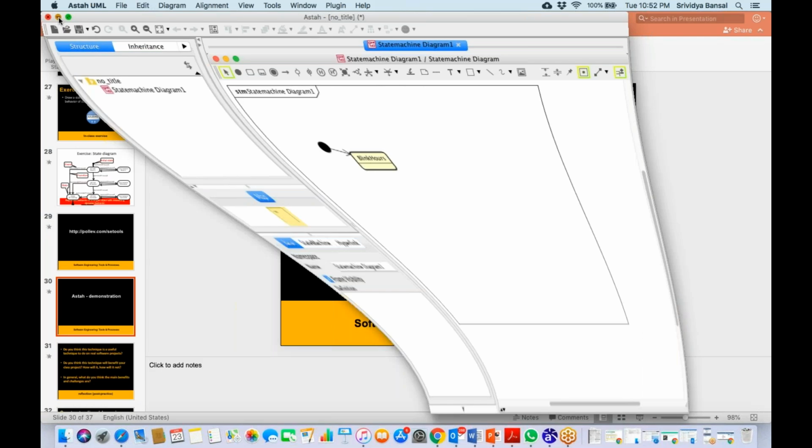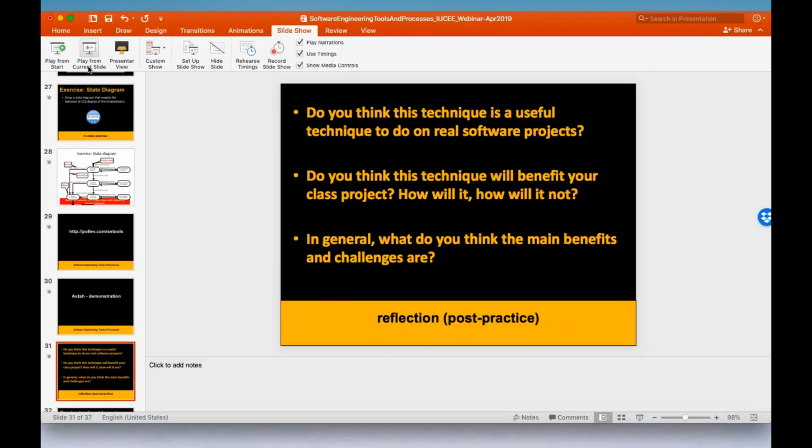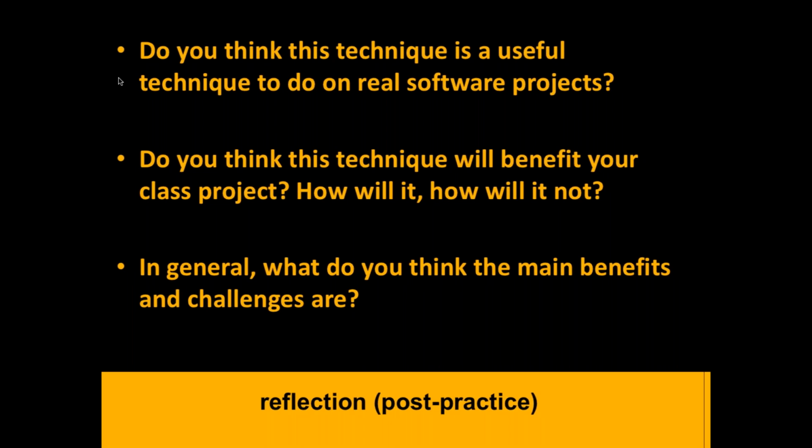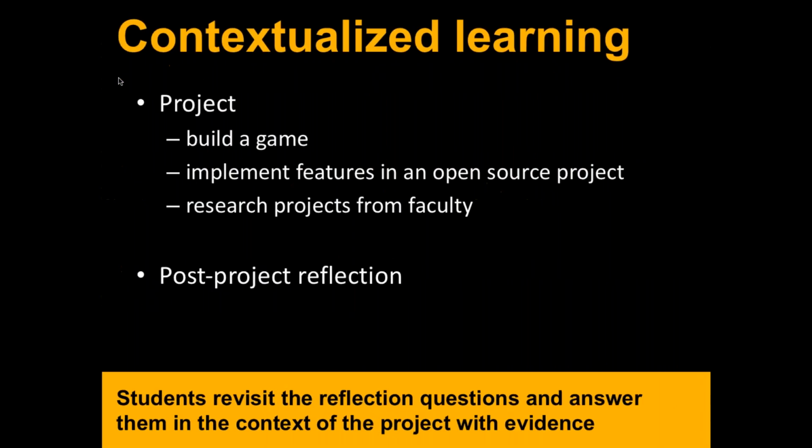So the next important thing to talk about is the reflection that I had mentioned. Every time you gain experience, and then you reflect on it. So typically we ask students, do you think this technique was useful? Would it be useful on real software projects? Will it benefit your class project? How will it or how will it not? And in general, what do you think some of the main benefits were, and what were some of the challenges? This reflection then helps in understanding the process and understanding how students can do better.